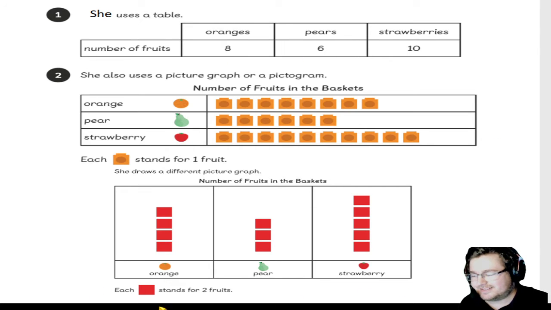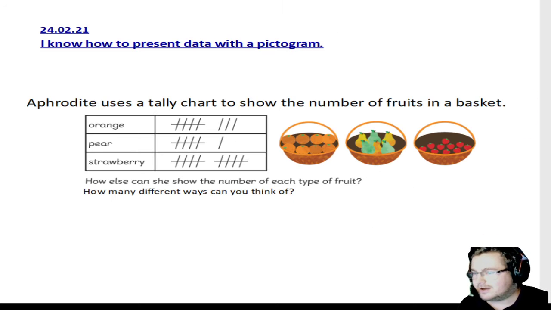This is where this sentence down here is extremely important. Each red square stands for 2 fruits. So I shouldn't have been counting in ones, I should have been counting in 2s. 2, 4, 6, 8. 2, 4, 6. 2, 4, 6, 8, 10. Those are 3 great other ways we could have shown our initial problem.